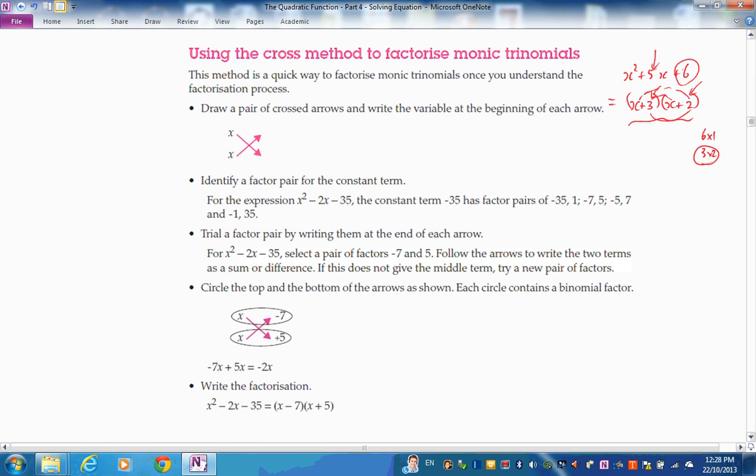So Pearson's here have set up a set of steps. So what are we going to do? We're going to call it the cross method to factorize monic trinomials. In other words, there's only a number 1 in front there, 1x squared. We're not going to do harder ones. So first of all, you put the x and the x from the two brackets. And then you say, which is going to be multiplied by which? So, identify a factor pair.